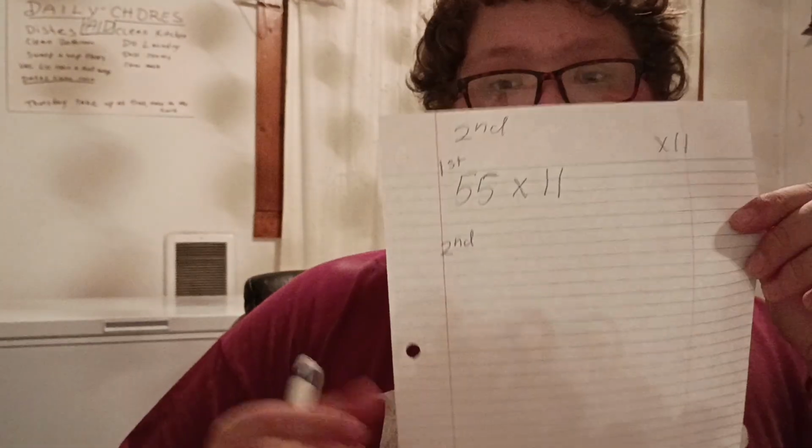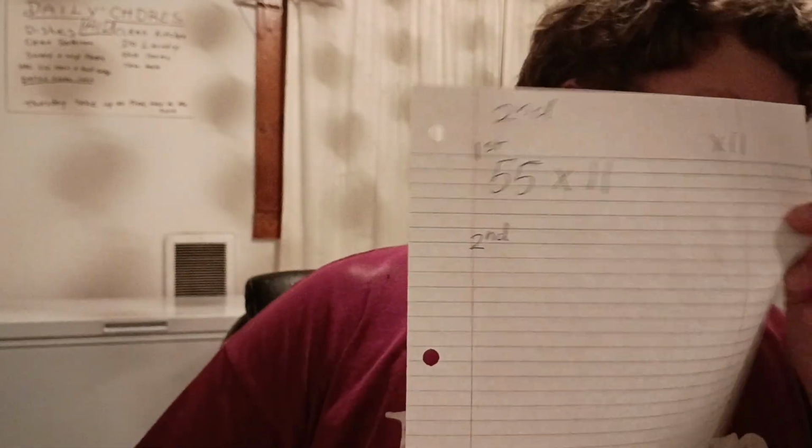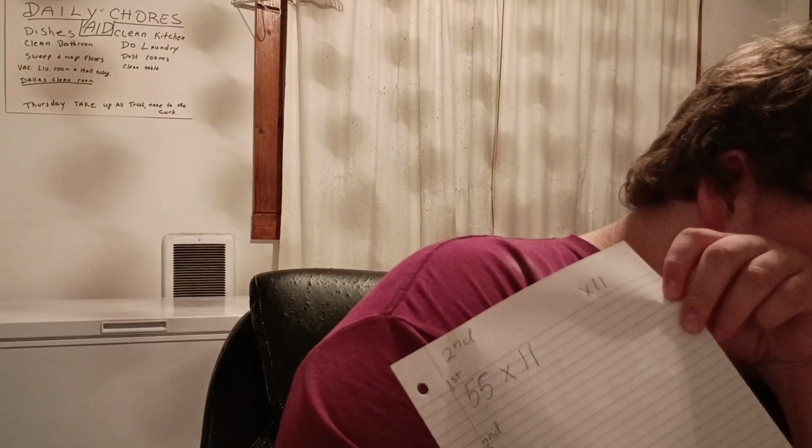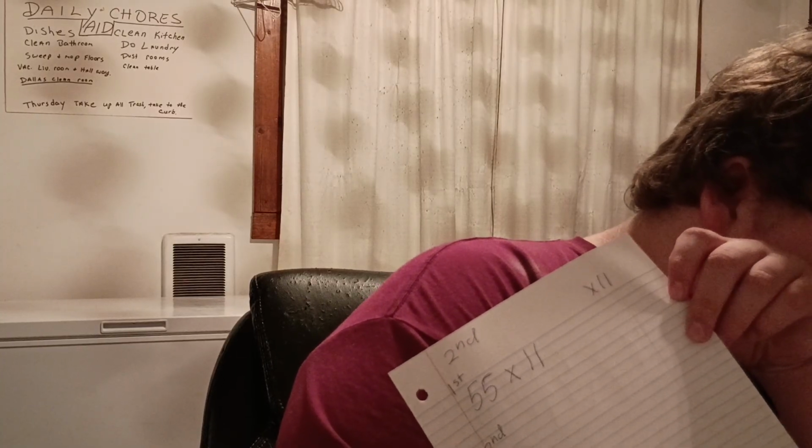Okay, you write 55. Write your math problem: 55 times 11. And I'm not doing anything different. See, the only thing I'm doing is writing my steps down. I say you need at least 4 steps: 1, 2, 3, 4. Okay, you need 4 steps.